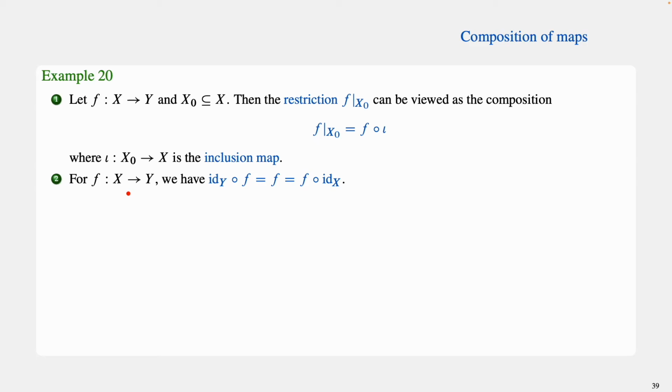Any map can be composed with the identity maps. So if f is any map from x to y, then the identity on y composed with f is the same as f, and that's the same as f being composed with the identity on x. So composing with the identity maps doesn't do anything.